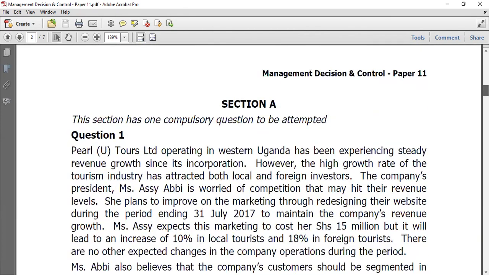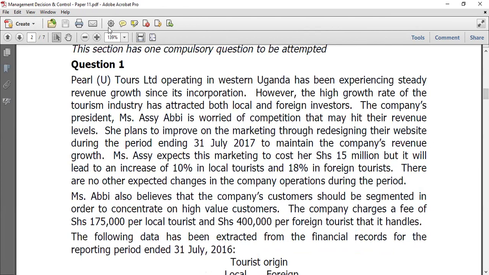So I would now go and try to read through the question. The question says, Pearl Tours Limited, operating in Western Uganda, has been experiencing steady revenue growth since its incorporation. However, the high growth rate of the tourism industry has attracted both local and foreign investors, okay? The company's president, Ms. Asiabi, is worried about the competition that may hit their revenue levels. She plans to improve on marketing by redesigning their website during the period ending 31st July 2017 and to maintain the company's revenue growth.